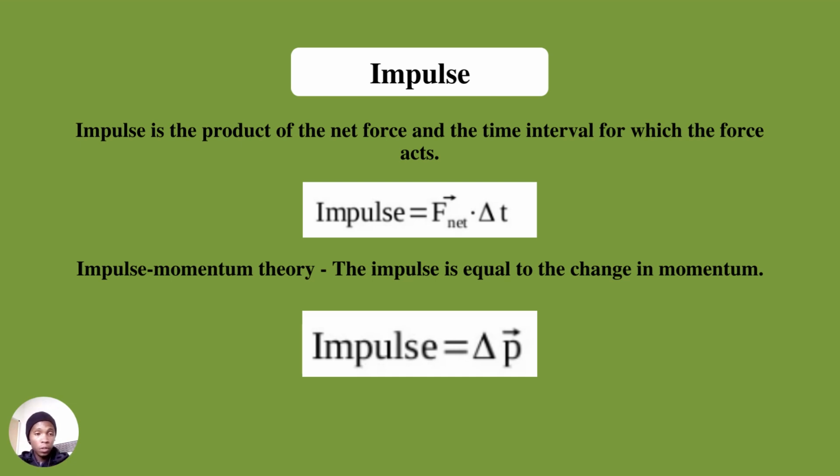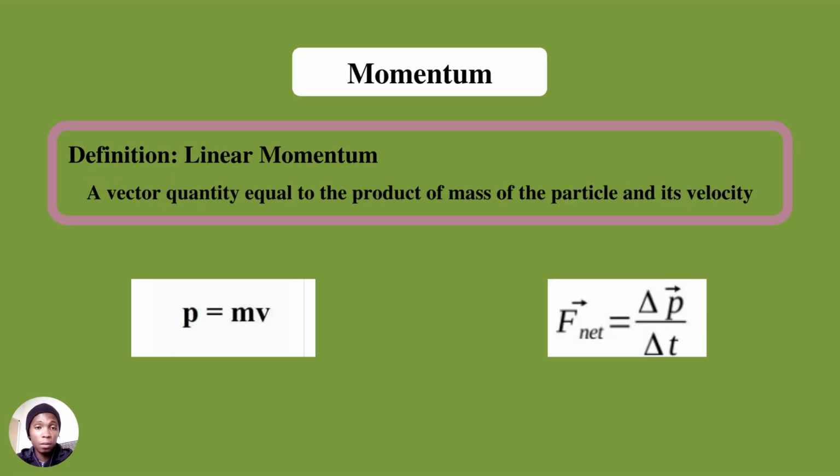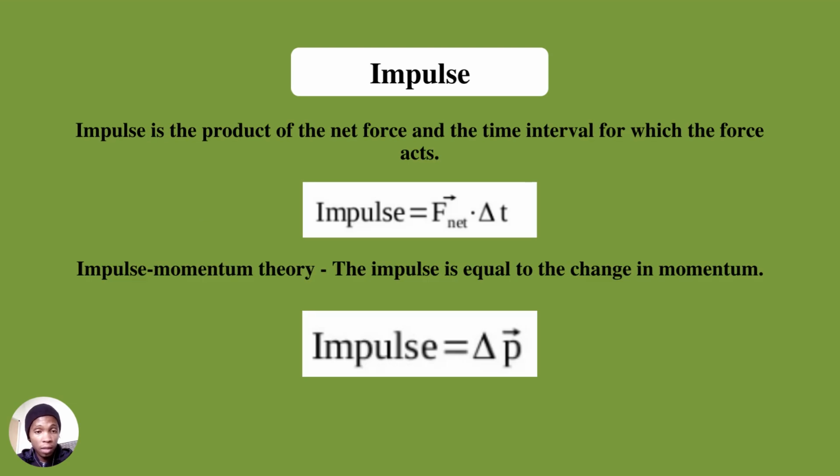Then, when we continue, we study the impulse-momentum theory. The impulse-momentum theory says that the impulse is equal to the change in momentum. Where did this come from? Remember, we defined momentum in terms of Newton's second law, where F net is equal to the change in momentum divided by change in time. When you multiply the change in time by the F net, what do you get? You get the impulse. What that means is that impulse can also be equal to the change in momentum.